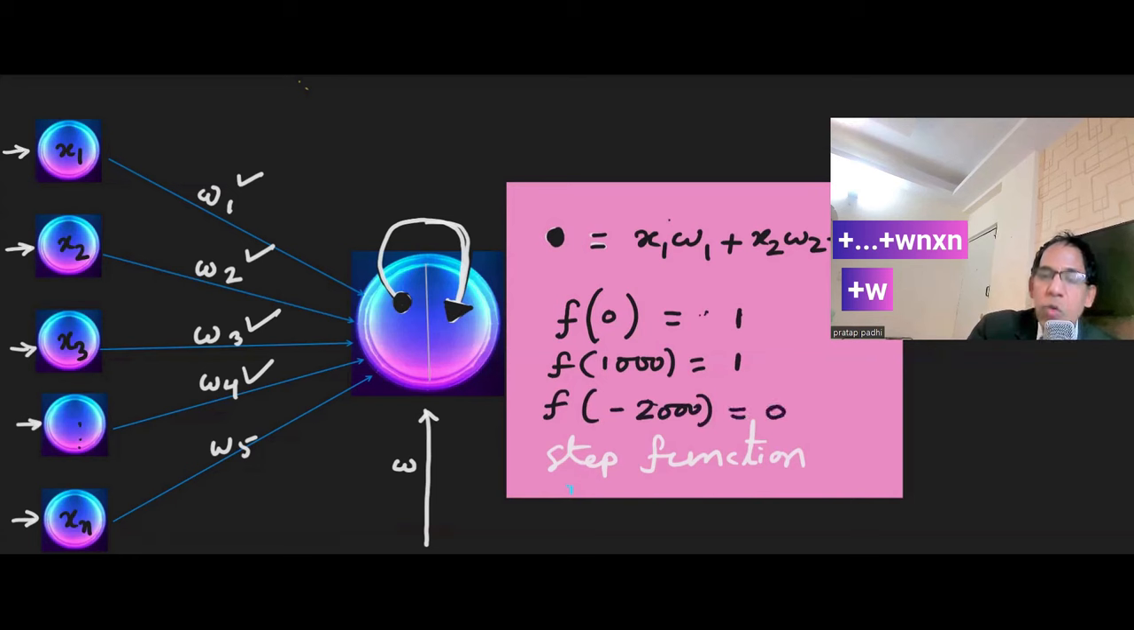So what are the outputs of a perceptron? 0 or 1. Either you get 0 as the answer, or you get 1. These are the two classes, okay? And I will explain it mathematically, and geometrically.